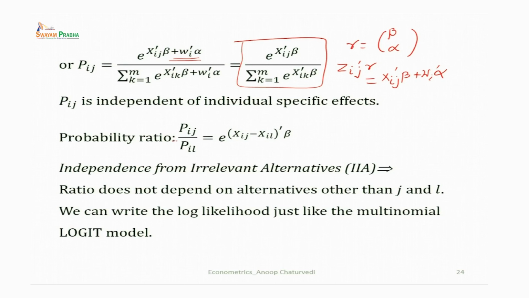Then the probability ratio p_ij upon p_il is equal to e to the power (x_ij minus x_il) transpose beta. Again, it is independent of the irrelevant alternatives. It just depends upon j and l. It does not depend upon any other alternative. So, the ratio does not depend on alternatives other than j and l, and then you can write the log likelihood function just like for the multinomial logit model, and then you can obtain the maximum likelihood estimator also for this model.